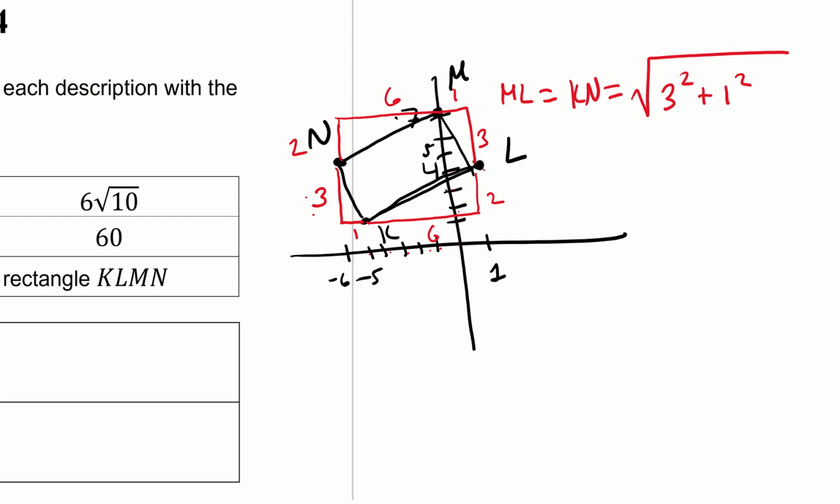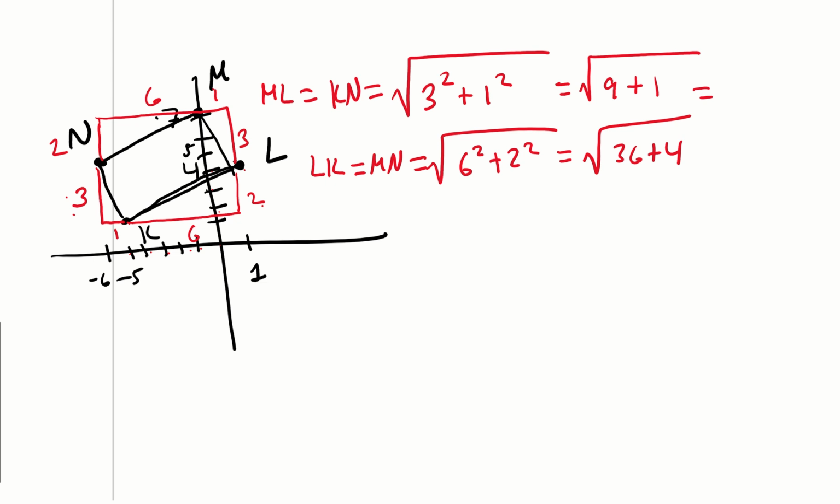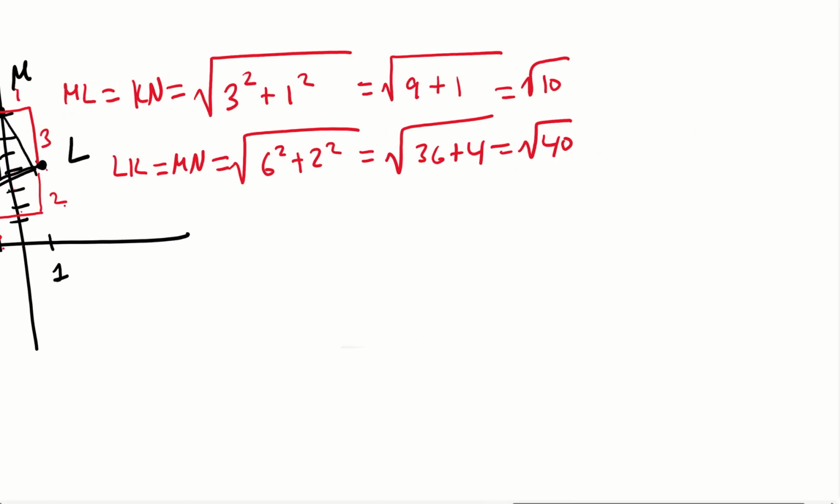Now let's do LK. So LK, which is the same thing as MN, is 6 squared and 2 squared, right? Because those are the two sides. So 6 squared plus 2 squared. All right, so now we can do the math here. So we get square root, 3 times 3 is 9, so you get 9 plus 1. And you got 6 times 6 is 36, and then 2 times 2 is 4. So we got square root of 10, and then square root of 40. All right, so there you go.